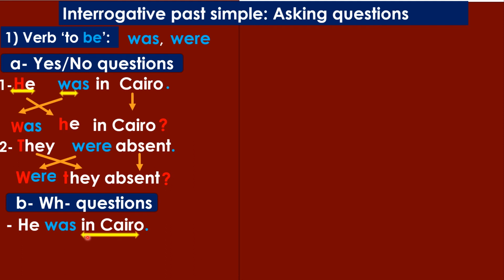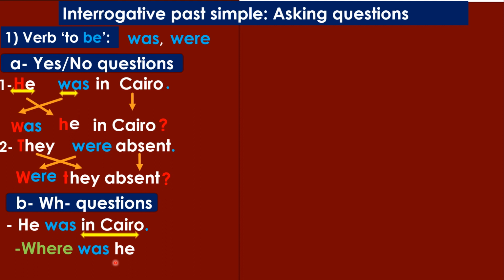If I want to ask a question about a place in Cairo, in this case I'm going to use where. هستخدم كلمة الاستفهام where, okay? I'm going to do the same thing with regard to the inversion. So he was is going to be was he. So where was he?